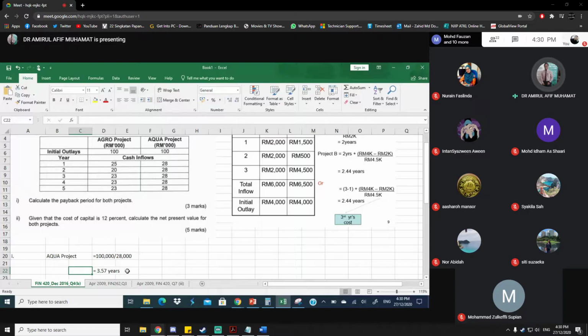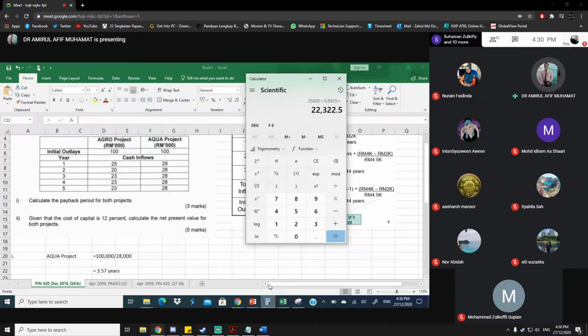So this project will cover the cost within 3.57 years. Actually it is 3 years, and for the 0.57 you can get a rough estimation of the month. Multiply 0.57 by 12, so it's between June and July. So 3 years and 6 to 7 months, the company will be able to cover the cost, so in the 6th or 7th month.